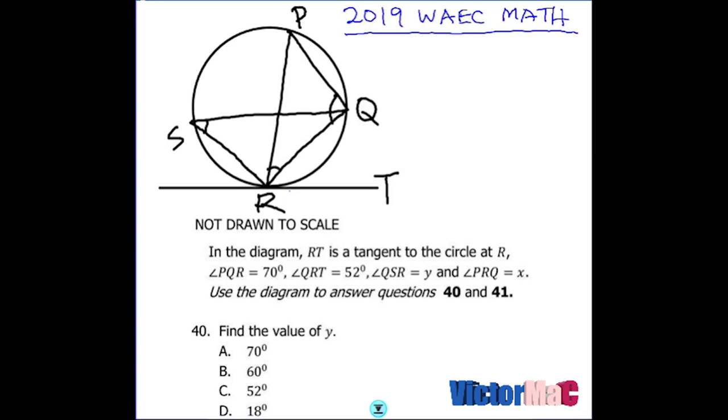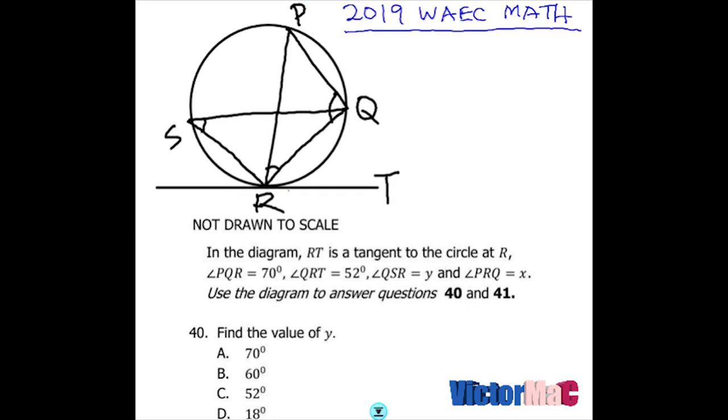My name is Victor. Now we'll be considering the last 10 questions in the 2019 WAEC objective questions. In the previous video, we've solved question number 40, but this same question, which is on circle geometry, is also going to be used for question 41.